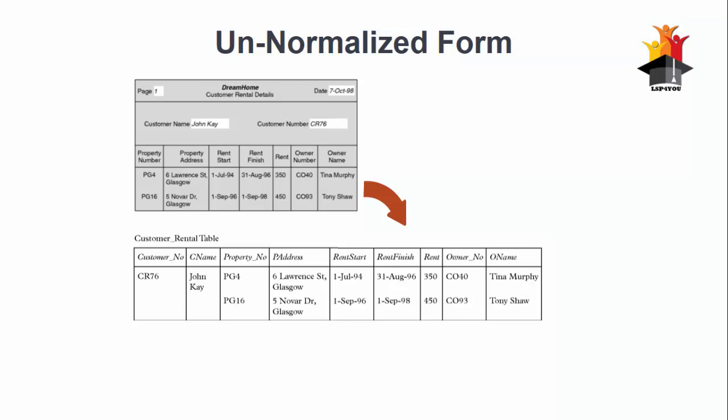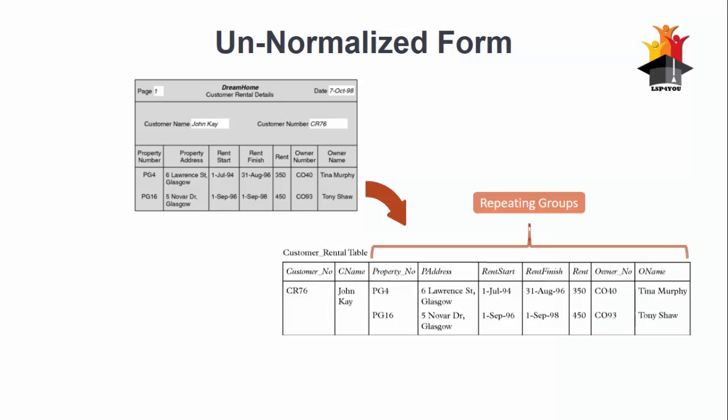So in the columns, property number, property address, rent start, rent finish, rent, owner number, and owner name, there are two entries. This set of attributes are repeating groups. But the customer number and customer name come only once in the table. So the property number, property address, rent start, rent finish, rent, owner number, and owner name, these groups of attributes are called repeating groups. This will be repeated for different customers.